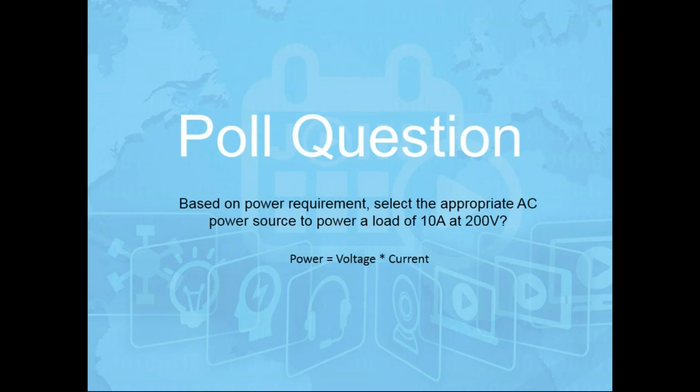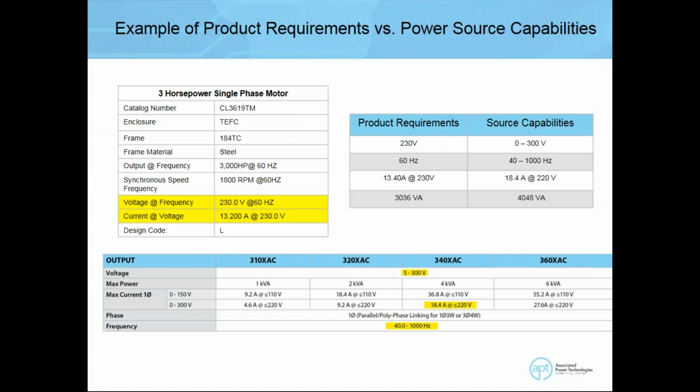So let's see how we could do this. Power is, again, voltage times the current, V times I. We already knew what the voltage requirement was, and the amps that it could draw is 10 amps. This gives you a power of 2,000 VA. Okay, moving on. This is just more of what we covered earlier.